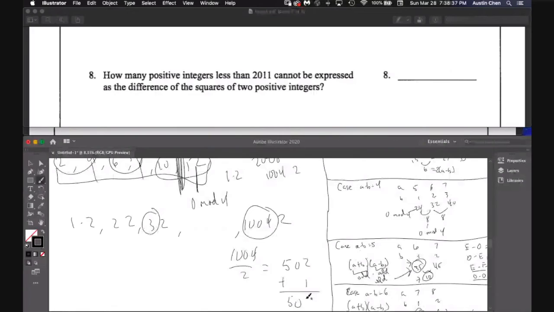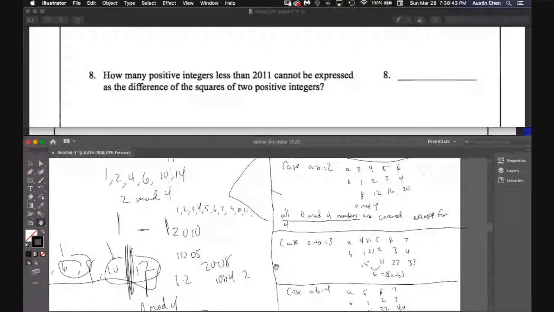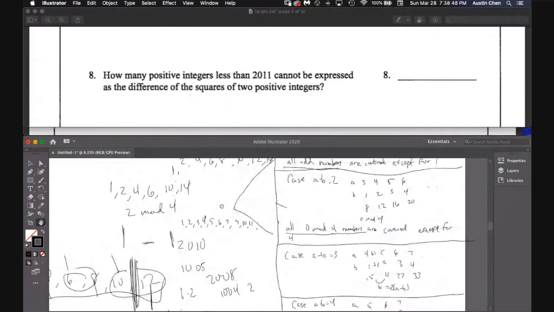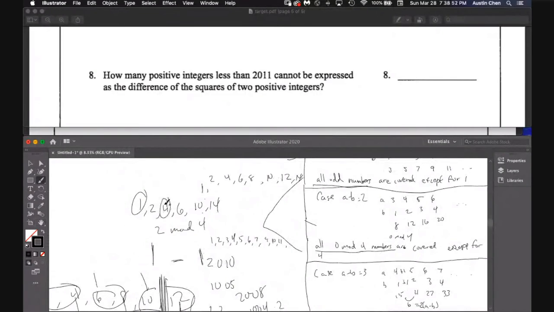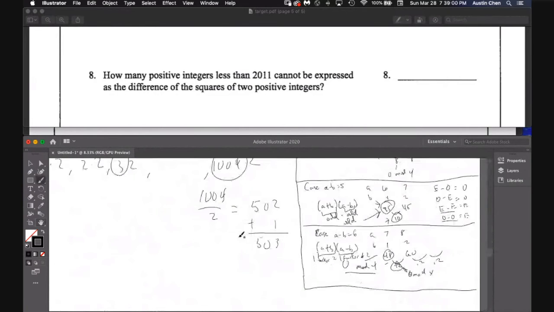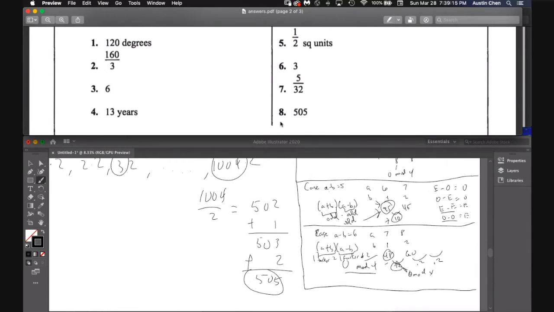Now, are we done finally? Well, no, because we only counted the 2 mod 4 numbers in this set. But like I said before, we had 2 extra numbers in the set that were not 2 mod 4, which is 1 and 4. So we had to remember to count those as well. So now we just have to add 2 for those 2 numbers, 1 and 4, that are in our set and that we did not count as 2 mod 4 numbers, and that will bring our total to 505. And we can see that the answer is 505.